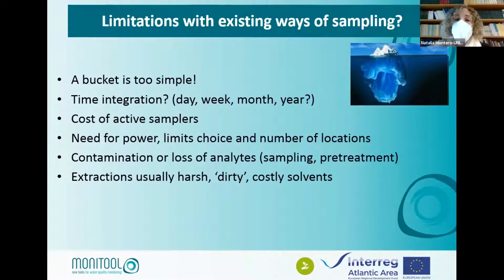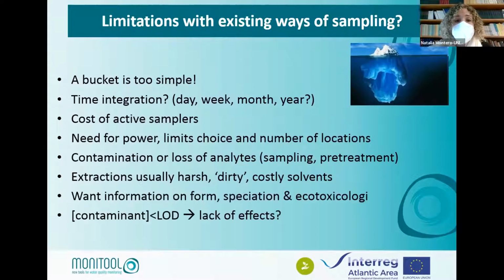Additionally, when you are analyzing the contaminant concentrations in water samples, usually you have to perform some pre-treatments before the analysis, like for example, filtration in the case of metals, or pre-concentration or extraction. And in these steps, there is a high chance of getting sample contamination or losing some analytes. And also extraction usually involves high volumes of solvents that are very costly, and also can cause environmental harm.